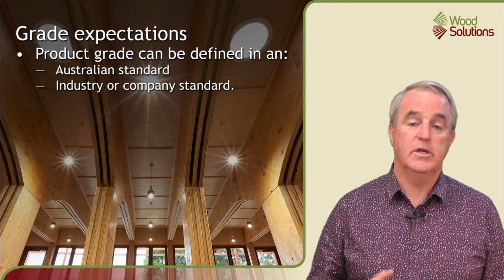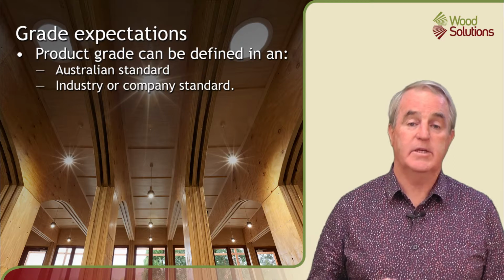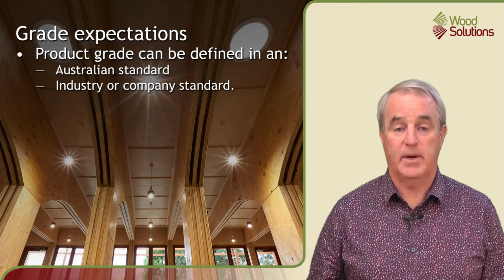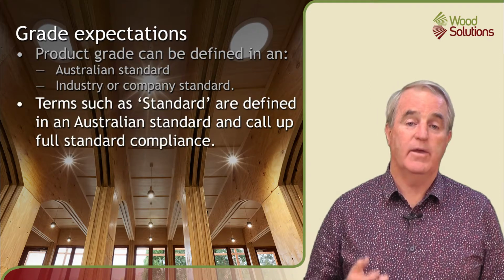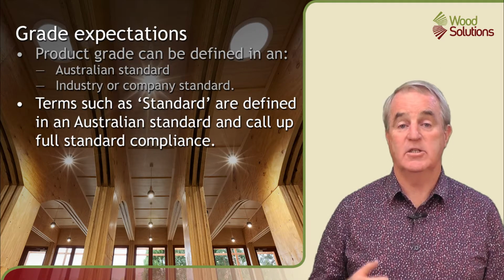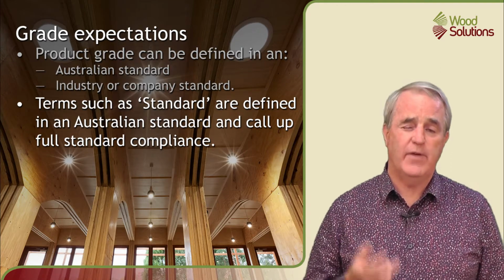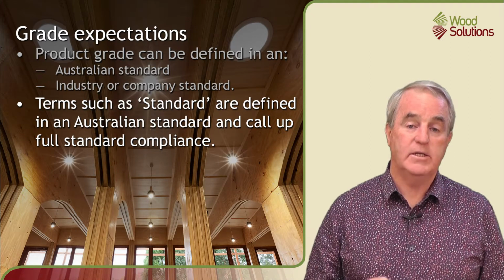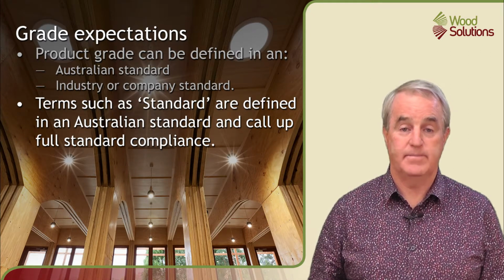Appearance timber is usually sold to a grade. This can be a grade defined in a standard or by an industry group or a company. It is important to note that when a customer uses a term from an Australian standard, such as standard grade, this is effectively calling up the full requirements of the standard, so the supplied timber has to be standard compliant.